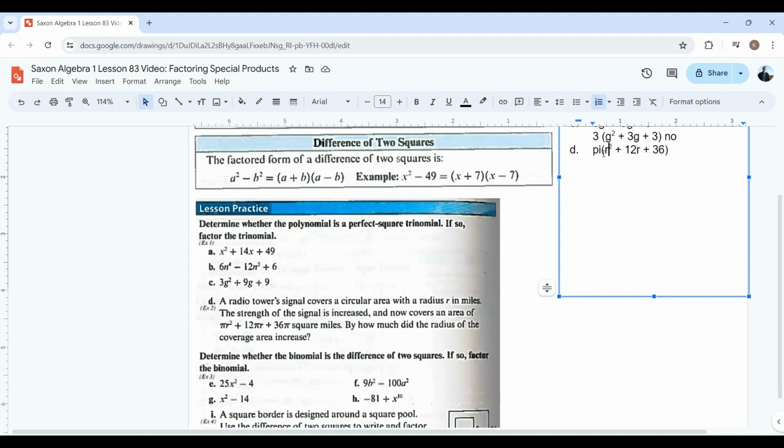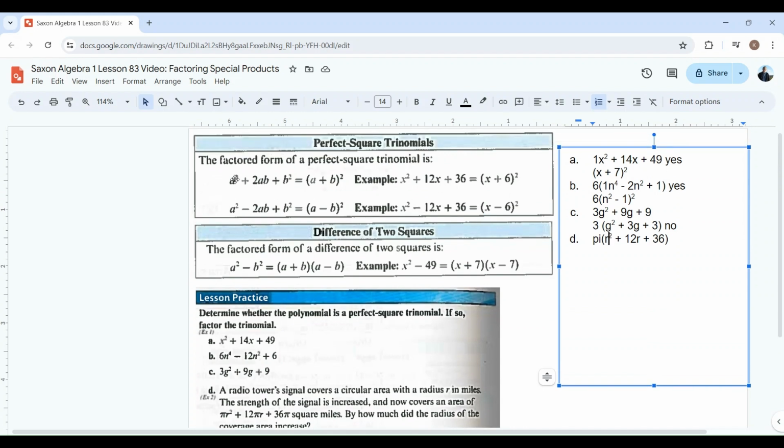Because that's true, this fits one of the special products. This fits the special product right here: a squared plus 2ab plus b squared. So what does that mean? That means that I can actually take this and apply my special product to it. It becomes pi times r plus 6 squared.